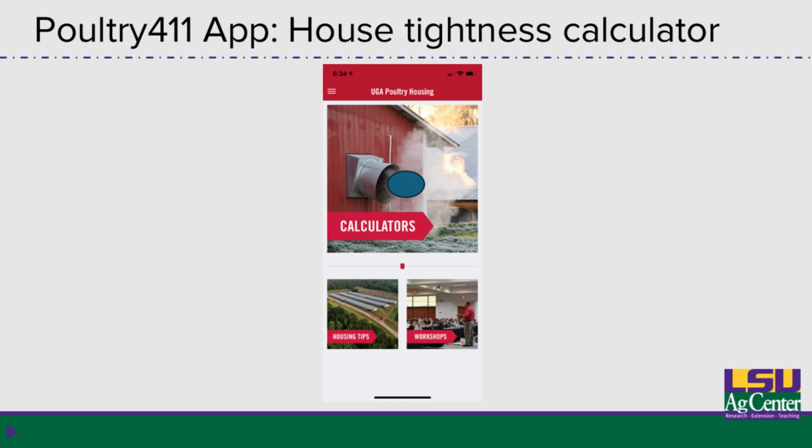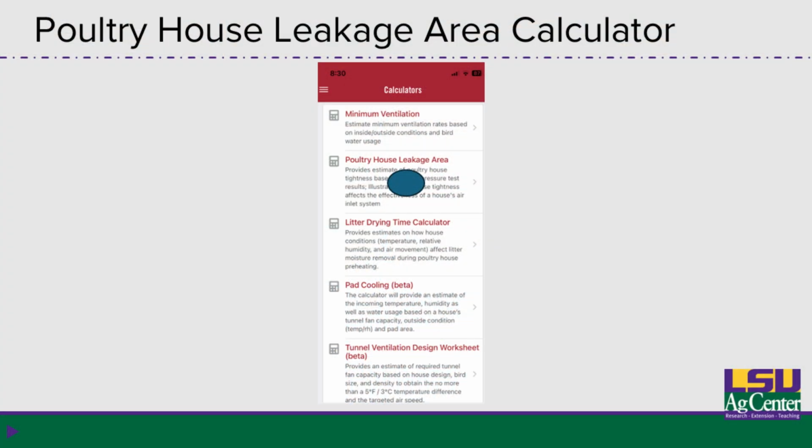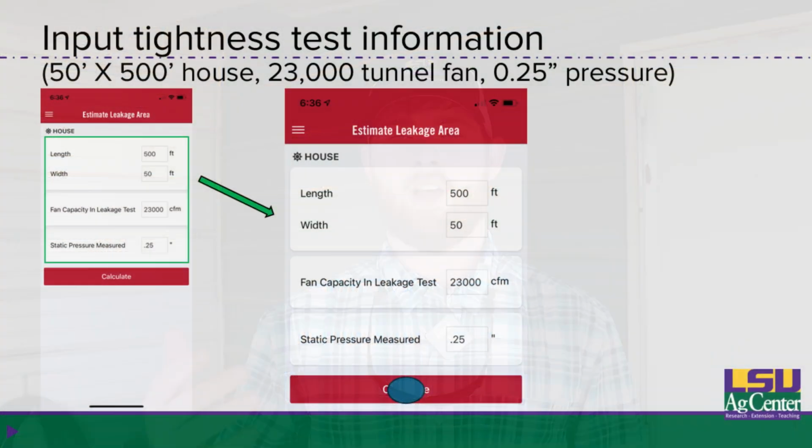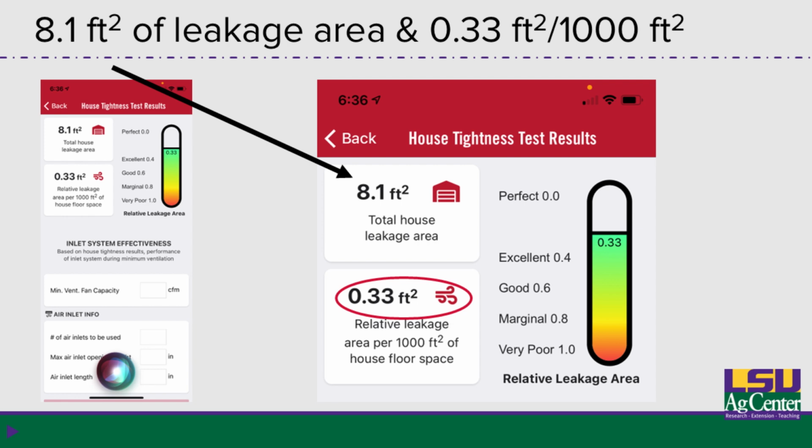Yes, there are equations that you can go through and you can back calculate given the CFM and look up the fan test and everything. But the colleagues over at the University of Georgia have made a nice little app on their cell phone. Under the Poultry 411 app, it has a calculator on it, and it has a house leakage calculator where you can put in your house size, the fan that you used, and the static pressure that you recorded. And then it's going to tell you your total area of leakage in square feet, but it's also going to give it to you on a per 1,000 square foot of floor space basis. So how many square feet of leakage do you have per 1,000 square feet of floor space? And that makes everything much more relative.